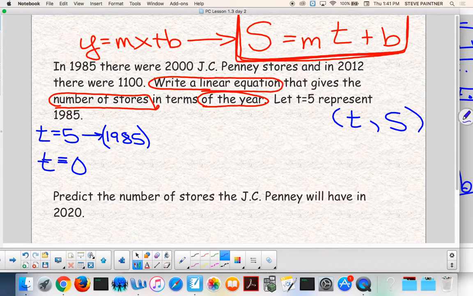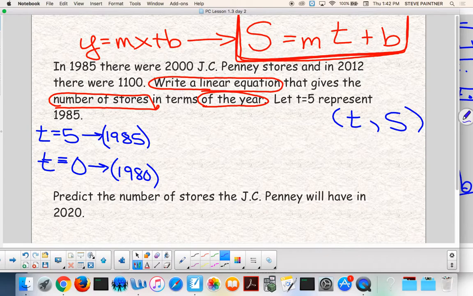If you read that last little piece, it says, if t is equal to 5, t equal to 5 represents what year? 1985. So if somebody told me that, then that would mean if I back up from 5 to 0, t equal to 0 would be what year? 1980. Okay. So somehow, guys, you have to read the story and get 2 points out of it. Does anybody see a point or another point?